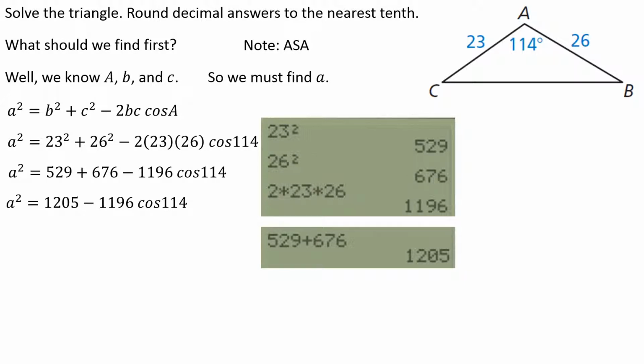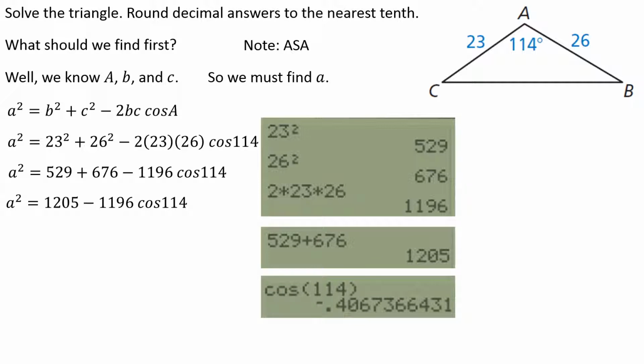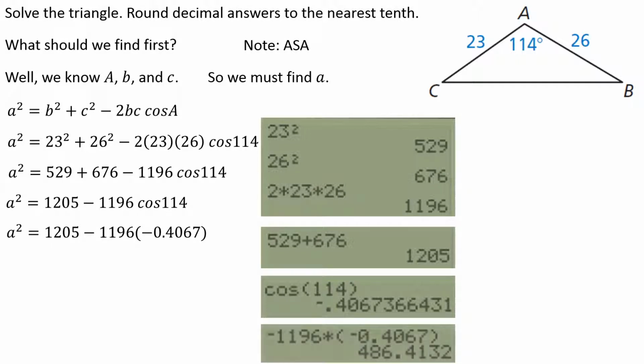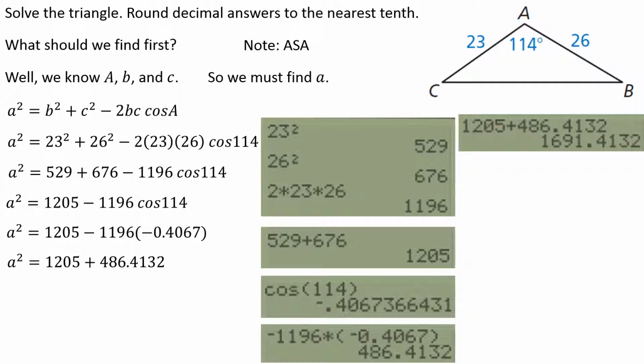Now, here comes the silly part. A lot of students will try to take that 1,205 and they'll try to subtract 1,196. Can't do that. Remember, I have to do any multiplying or dividing before any adding or subtracting. So I've got to figure out the value of cosine of 114, and then I have to do my multiplying. Of course, negative times negative comes out positive. And then I can add those together.